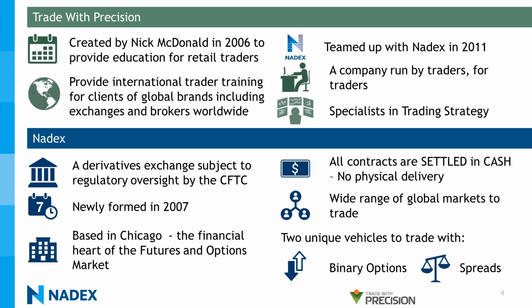There are over 25 global markets that you can trade with two very unique contracts, binary options and bull spreads, or Nadex spreads. And today's webinar will be focused on a trading strategy that you can use to trade these types of binaries and spread contracts, okay?